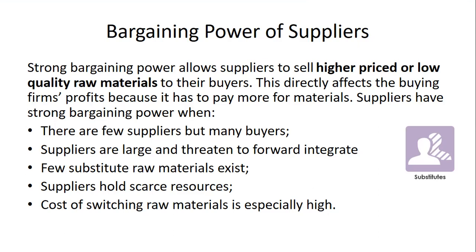Suppliers have strong bargaining power when these conditions are present. There are few suppliers but many buyers. Suppliers are large and they threaten to forward integrate. Few substitutes for the raw materials exist, or they have scarce resources. And the cost of switching raw materials is very high. In such a case, you will understand that there is a strong bargaining power.